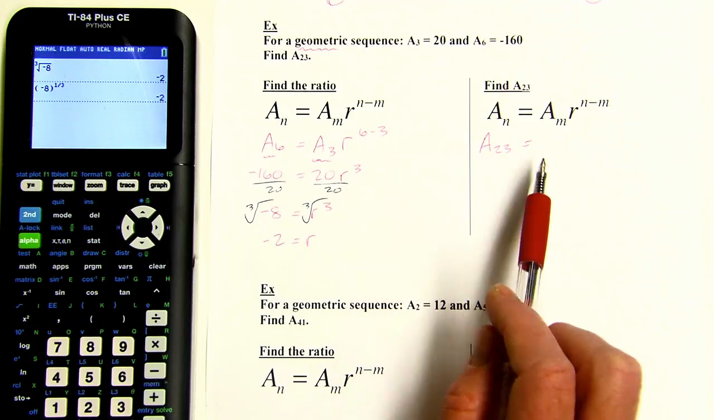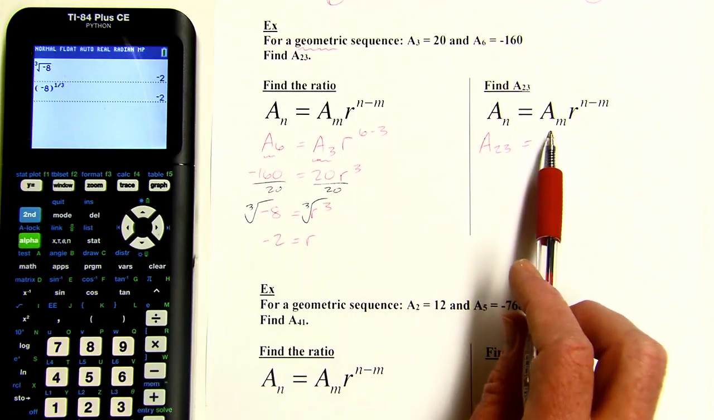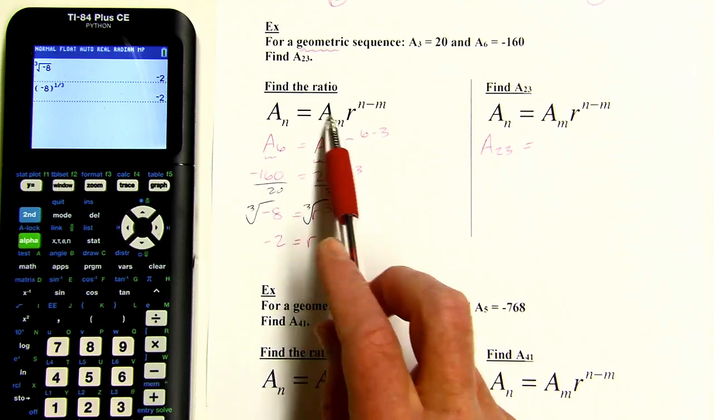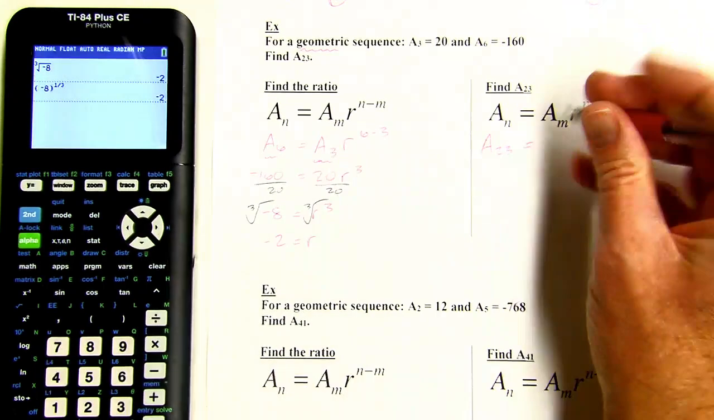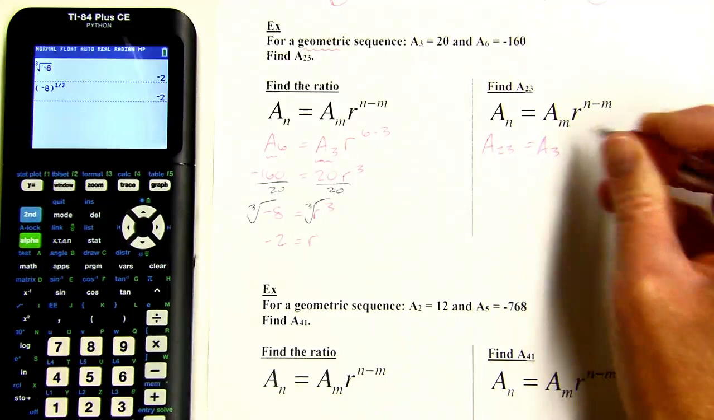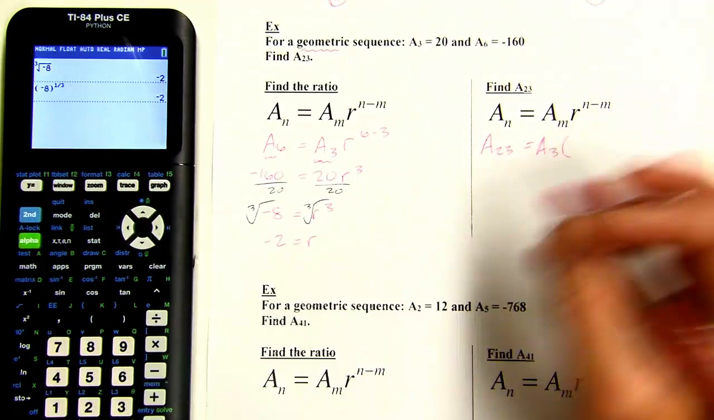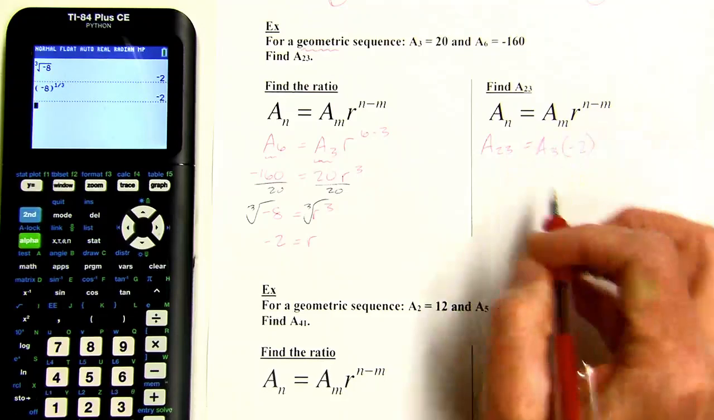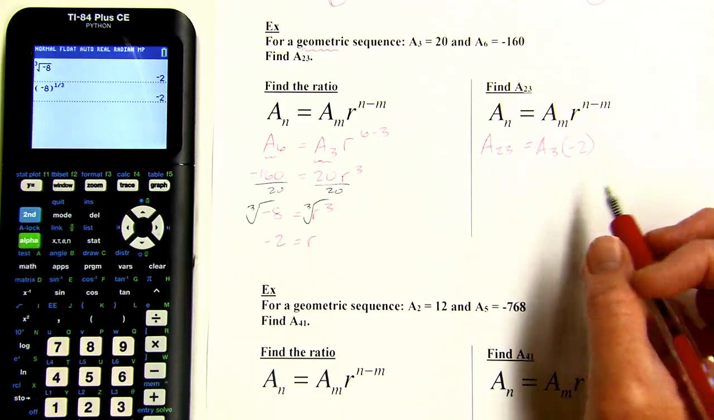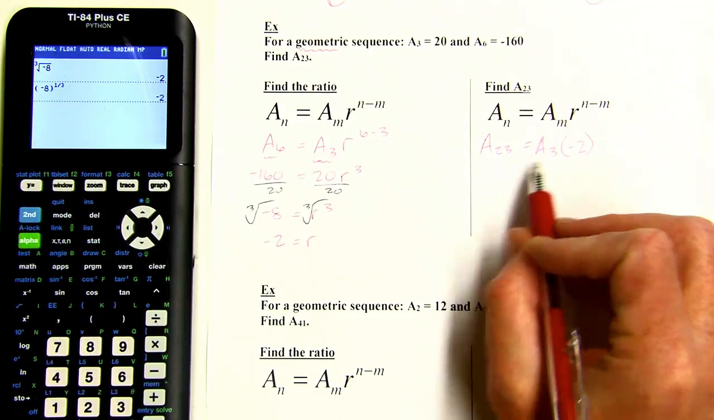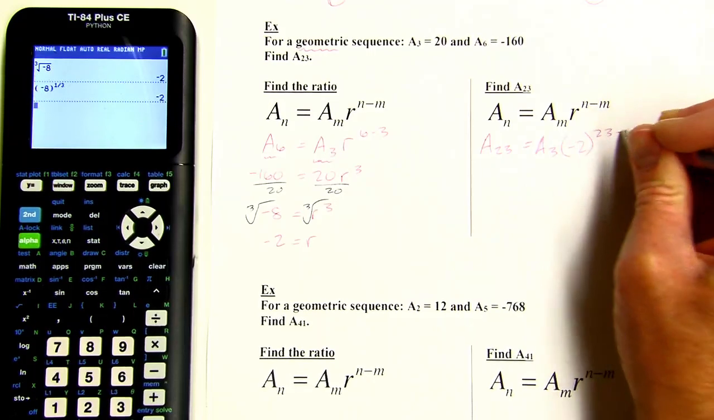I'm gonna put in either of my known terms in this slot. It doesn't matter which one. Since I put in a sub 3 for a sub m over here, I'll stick with that. Okay, and then my ratio I already figured out was negative 2. That's why you have to find the ratio first, because you're going to need it over here. Okay, and then the subtraction, I'll have 23 minus 3.